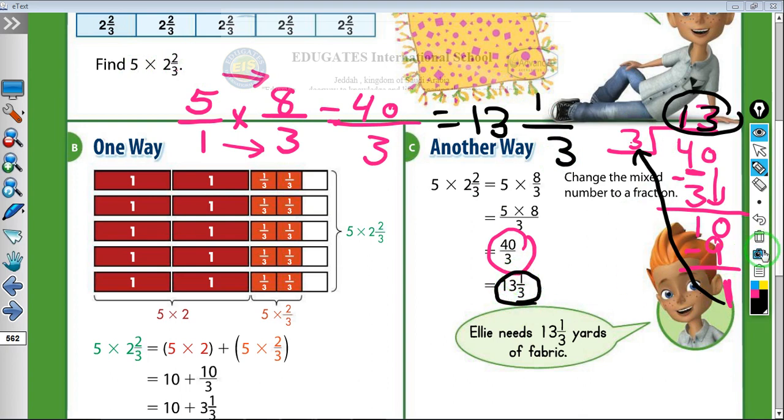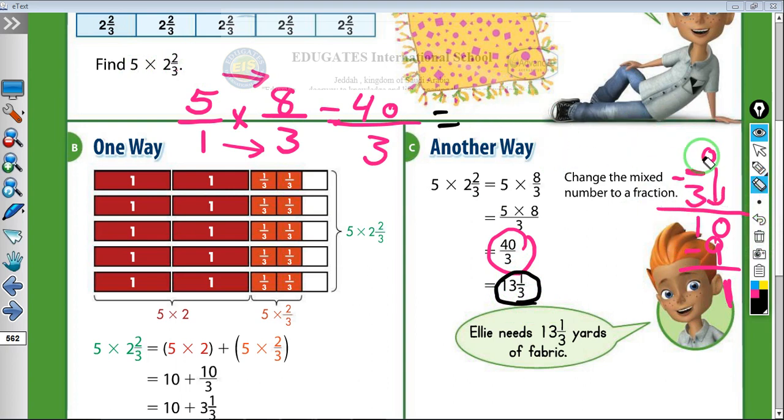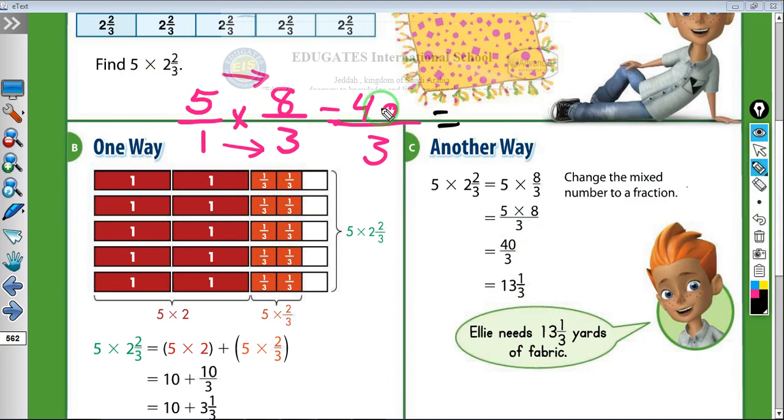Teacher, may you repeat the long division for us? Okay, no problem. I will repeat the long division again. Please make sure now that the lesson is so easy. 5 multiply 8 is 40. 1 times 3 is 3. 40 over 3. The head is bigger than the body, so we have to do long division, as I said. Here, 40 divided by 3.